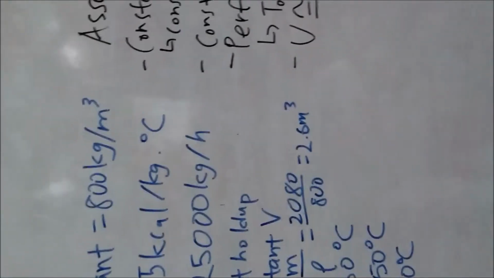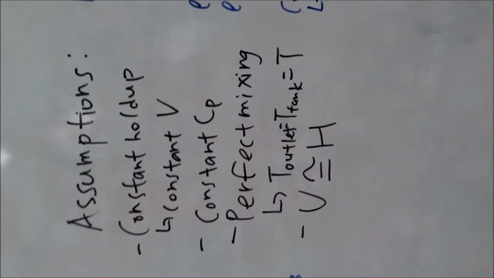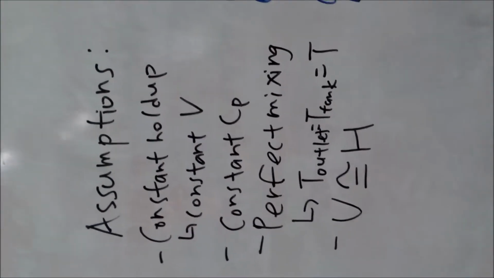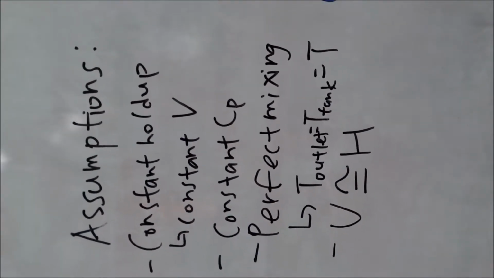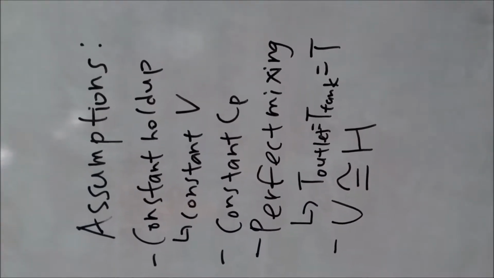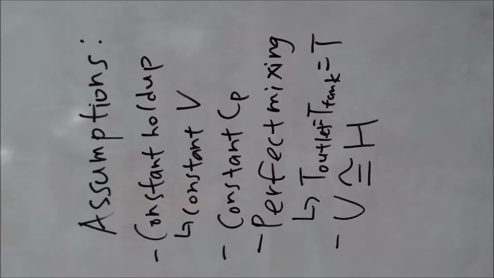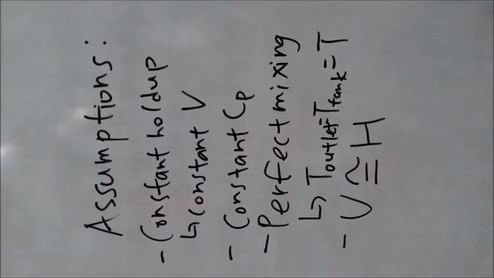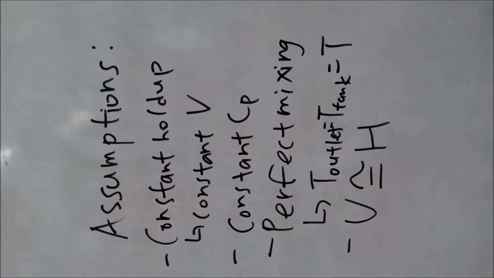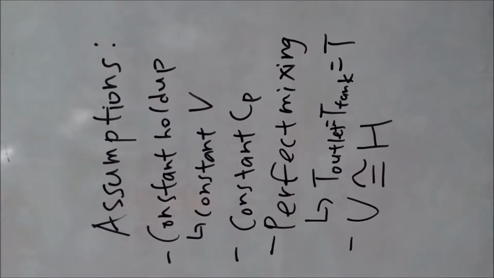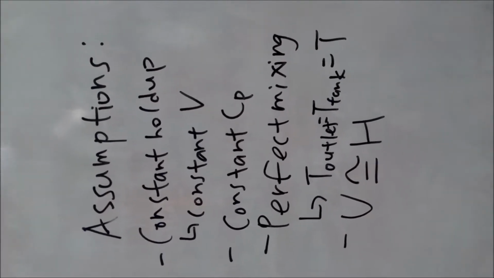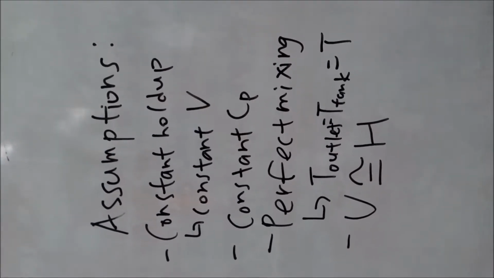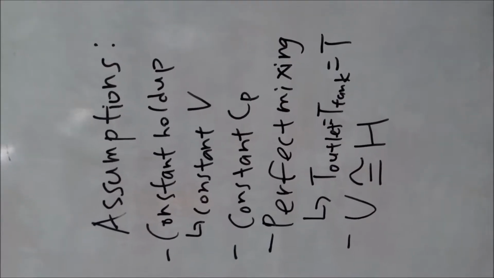So moving on to the assumptions. Since it is a constant hold-up system, we can assume it is constant volume. And then we assume it is constant Cp because this is a liquid system. And then we also assume perfect mixing due to it being a CSTR. Thus the temperature at the outlet should be same as temperature in the tank, and we use the symbol T to designate it. And the internal energy U can be approximated by the enthalpy H.